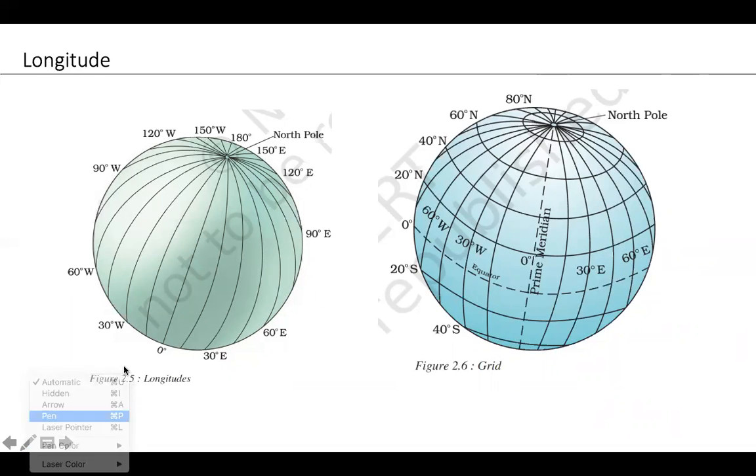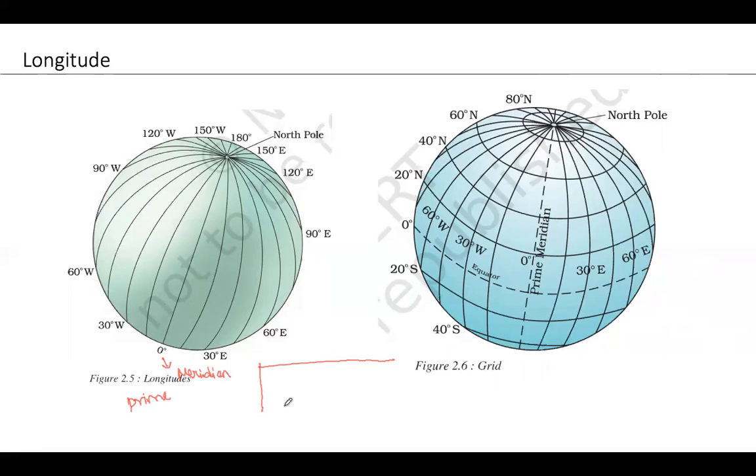So the 0, they will call it the meridian, or the prime meridian. Okay, so this is the only name they have given for the perpendicular line. And so we can draw it in 2D. So this will be 0, and here 10, 20, like that 180 will go, and here also 10, 20, 30, 180 it will go. But these two 180°, they will be meeting at the same point.